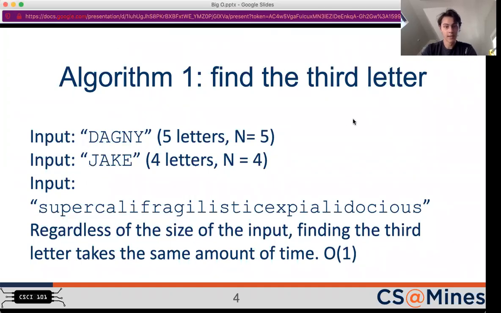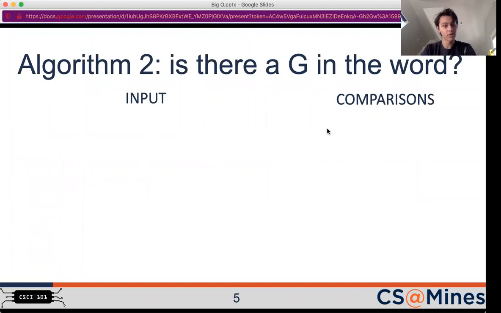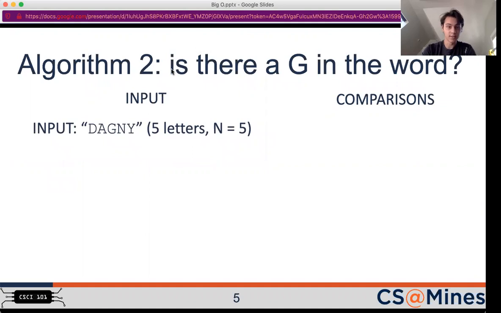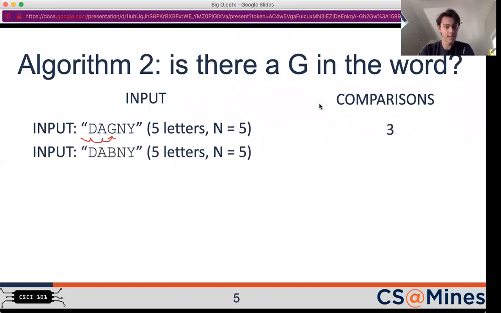Now, if we try something else, algorithm 2, is there a G in the word? So our input is Dagny. What it's going to do is go not G, not G. Yes, that's a G. We can stop now. So it only took 3 comparisons. But say our input was Dabney instead of Dagny. Now, it's going to go not a G, not a G, not a G, not a G, still not a G. And then it's going to end because it has no more inputs to check. That took 5 comparisons.